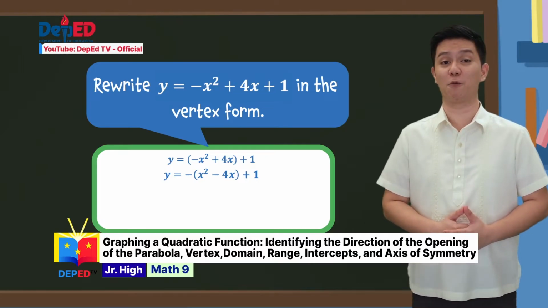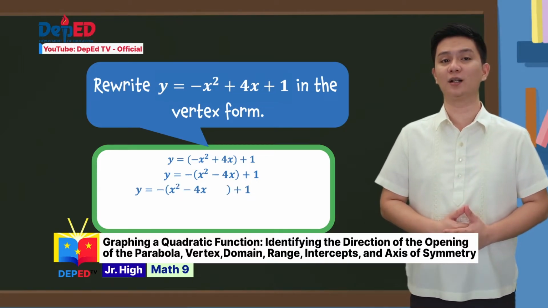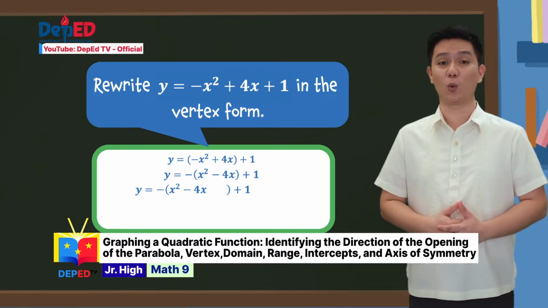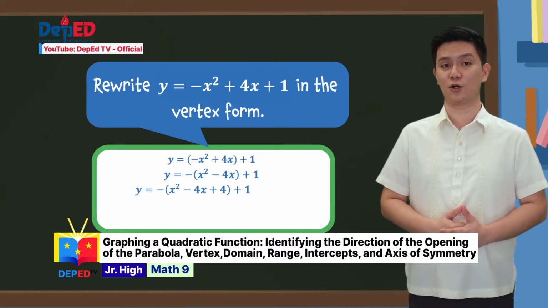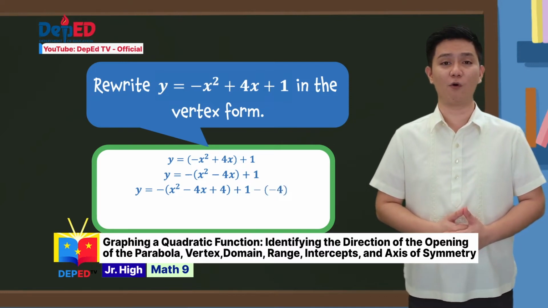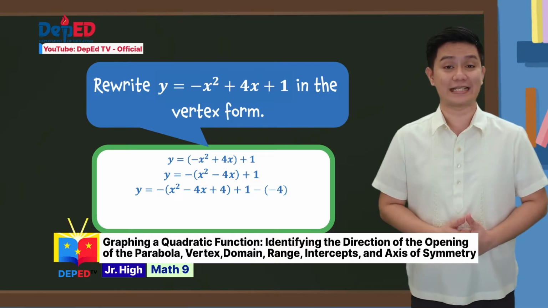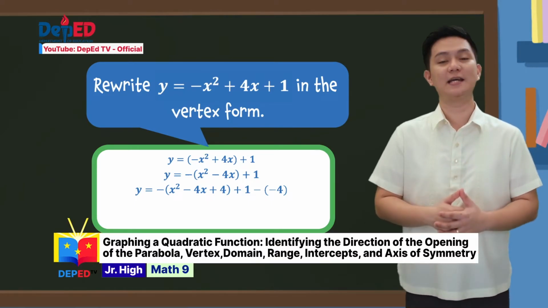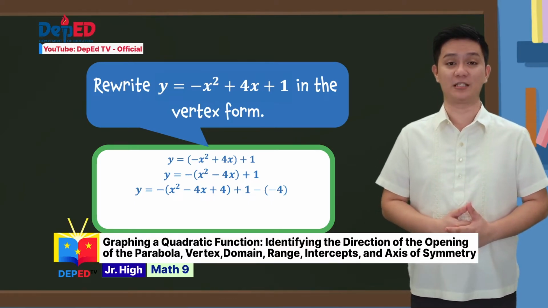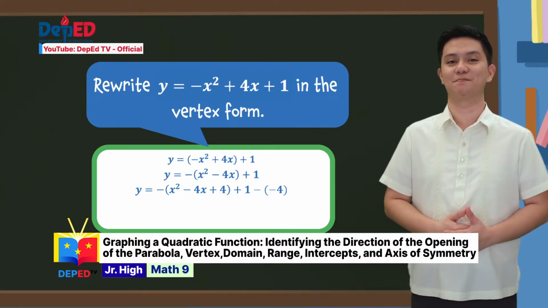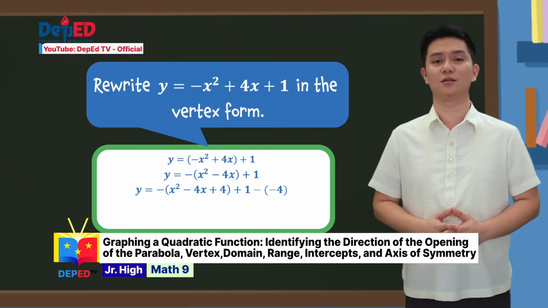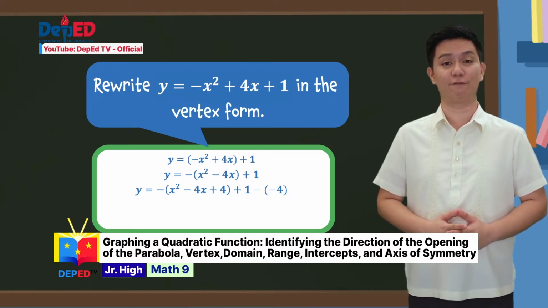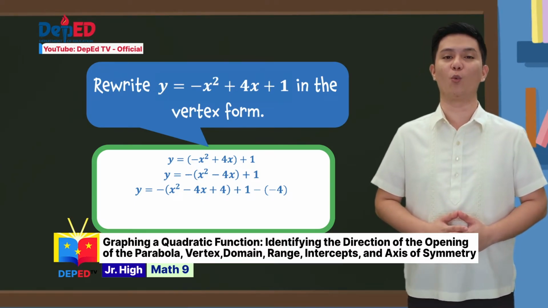We complete the square by adding to the binomial in the parentheses the square of half of negative 4, which is 4. Then, we subtract from the constant term 1 the product of 4 and the leading coefficient, which is negative 1, which is why there is a negative sign beside the open parenthesis. The product of 4 and negative 1 is negative 4, so we subtract negative 4 from the constant term 1.